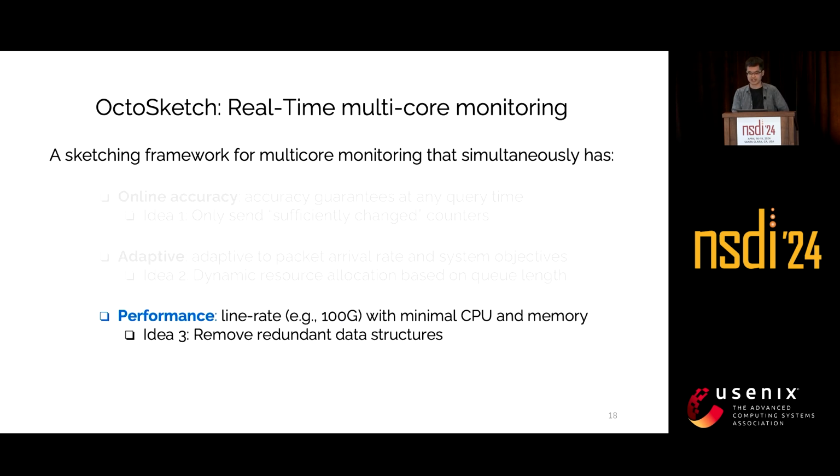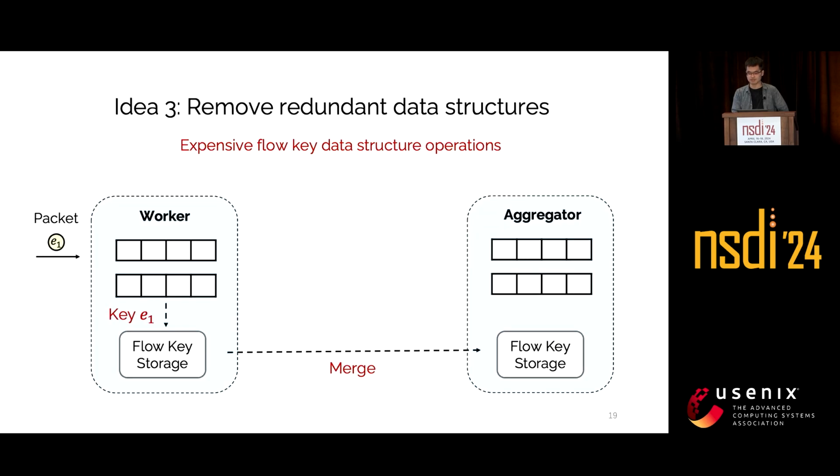Finally, OctoSketch reconstructs workers and the aggregator to remove redundant data structures and achieve high performance. As maintaining flow key storage in each worker and aggregator is compute heavy, OctoSketch reconstructs sketches and removes flow key storage in the workers. Specifically, since the traffic statistics are calculated based on the aggregated flows, only the aggregator needs to maintain the flow key storage.